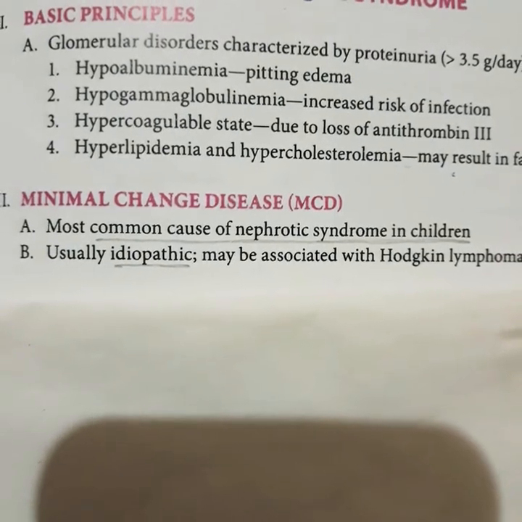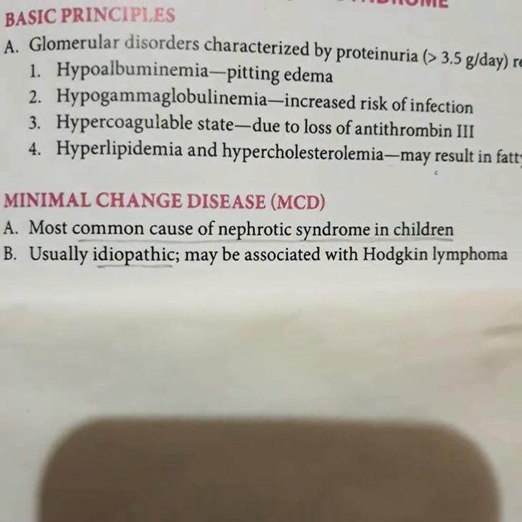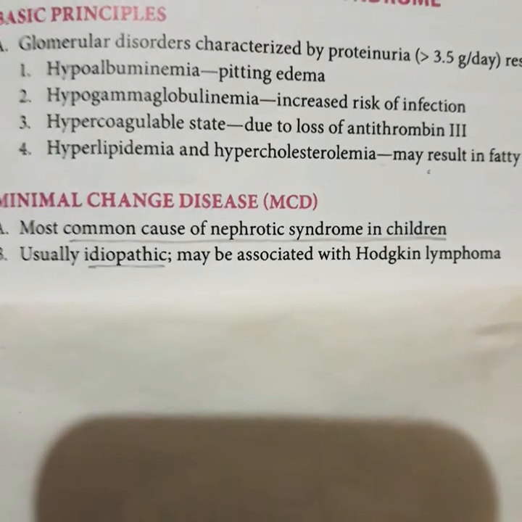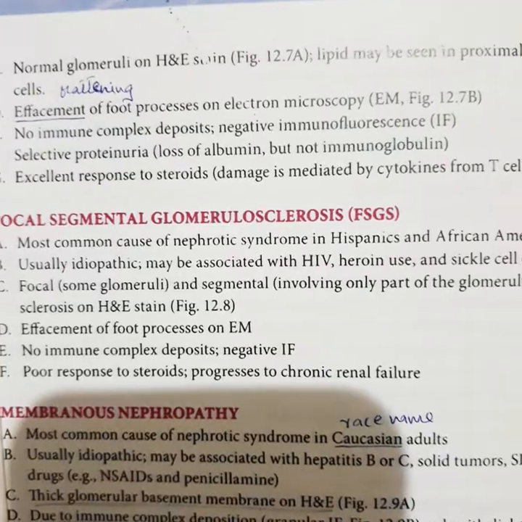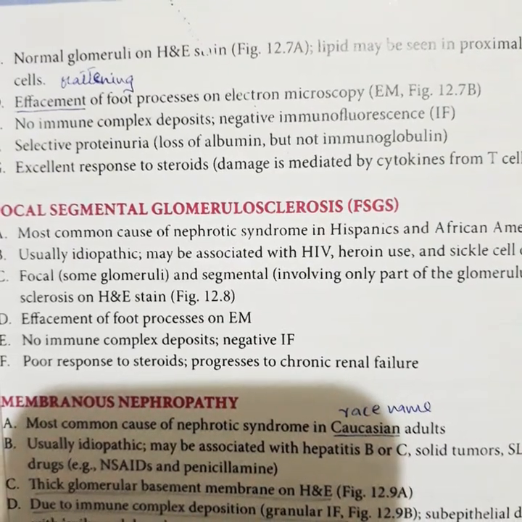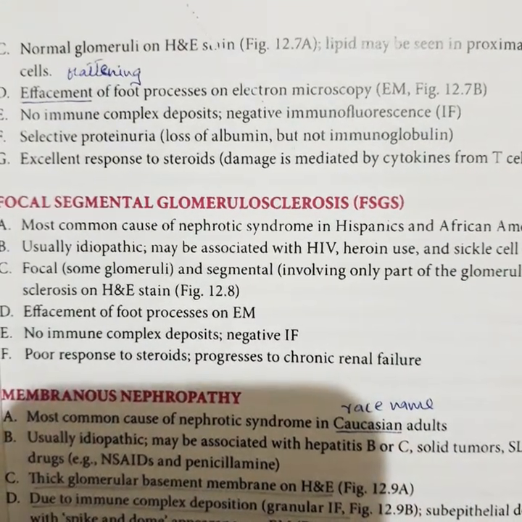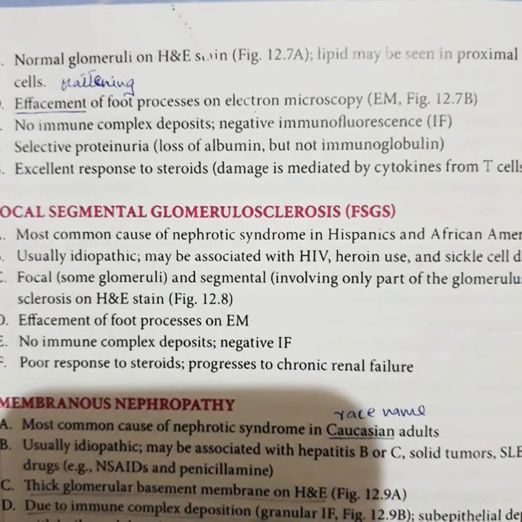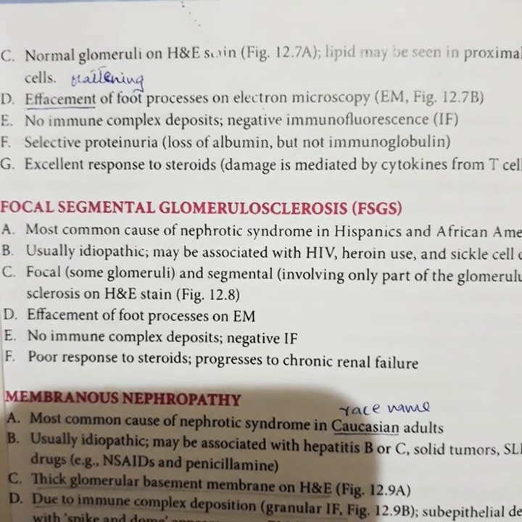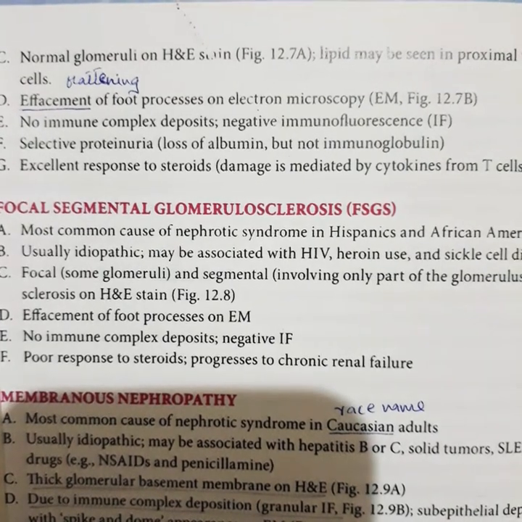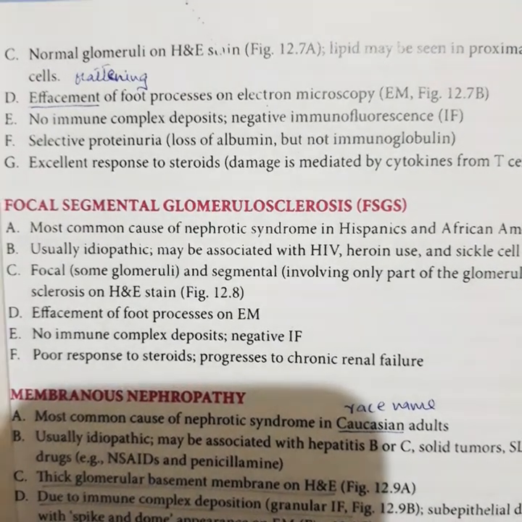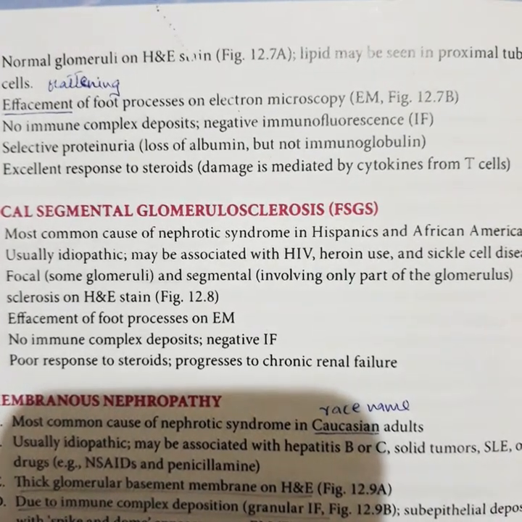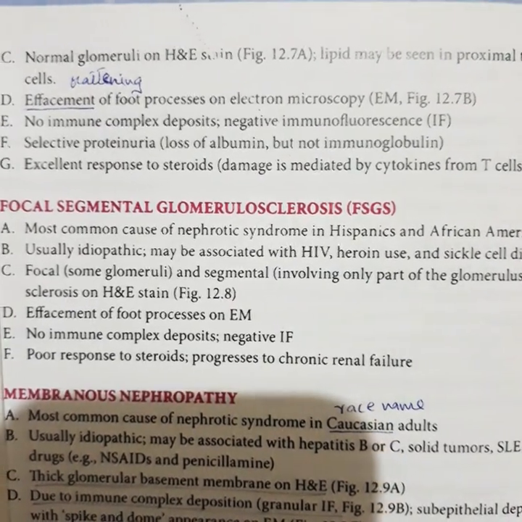Minimal change disease. Most common cause of nephrotic syndrome in children, usually idiopathic, may be associated with Hodgkin lymphoma. Lipid may be seen in proximal tubular cells. Effacement of foot processes, no immune complex deposition, so negative immunofluorescence. Selective proteinuria, loss of albumin but not immunoglobulin. Excellent response to steroids. Damage is mediated by cytokines from T cells.